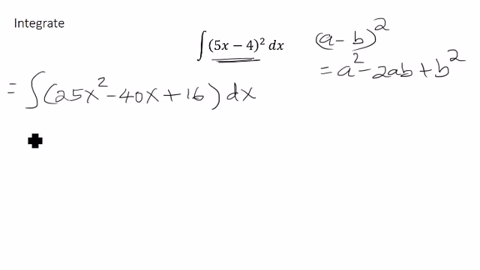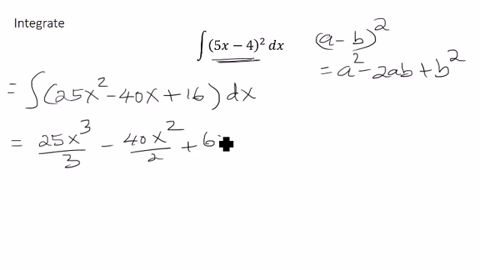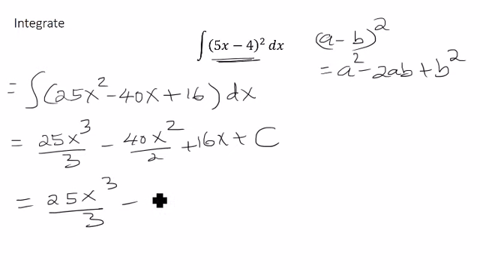Now this is a polynomial, so we can integrate it using the sum and difference rule. So it's going to be 25x cubed over 3 minus 40x squared over 2 plus 16x plus a constant. And simplifying this further, we have 25x cubed over 3 minus 20x squared plus 16x plus a constant.